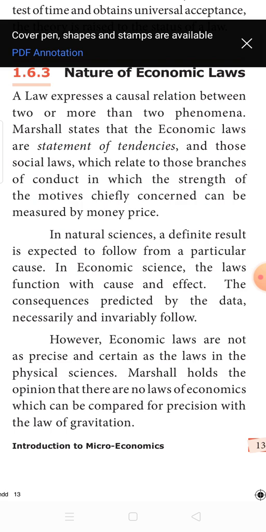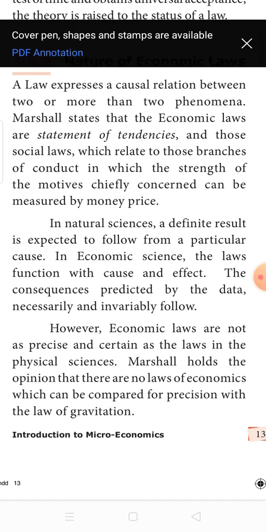So what is the cause for reduction in quantity demanded? The increase in the price. So it is based on a causal relationship between two or more factors. And also there is a statement of tendencies, that is an inclination. When price is reducing, my tendency is to buy more of a commodity. So this shows that economic laws are statements of tendencies, based on the motives or the tendency to buy a product.